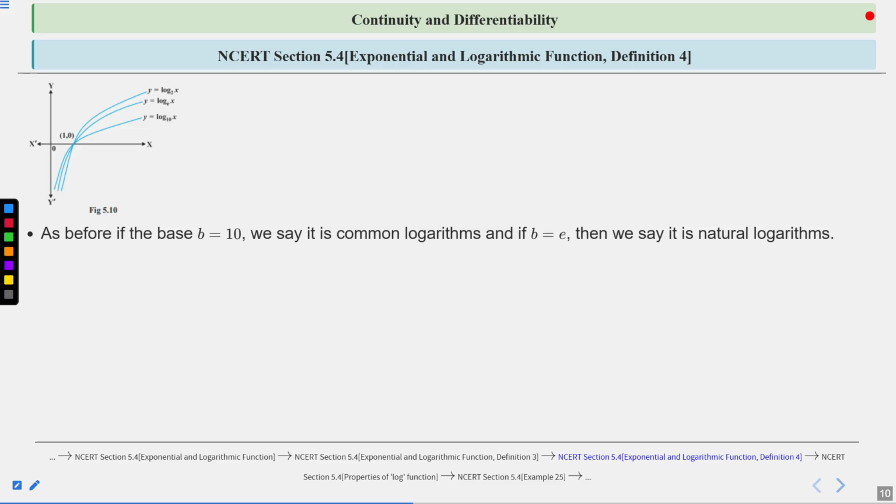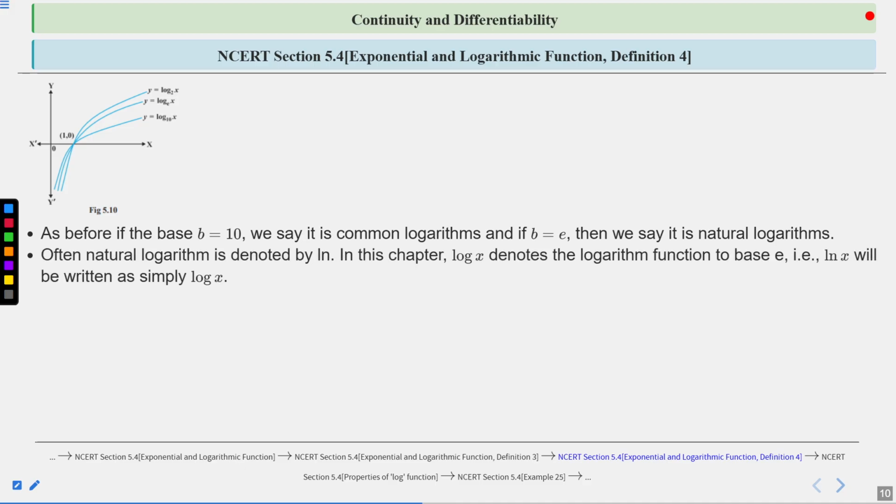As before, if the base b is equal to 10, we say it is common logarithm, and if base b is equal to e, then we say it is natural logarithm. Often natural logarithm is denoted by ln. In this chapter, log x denotes the logarithm function to base e, that is, ln x will be written simply as log x.